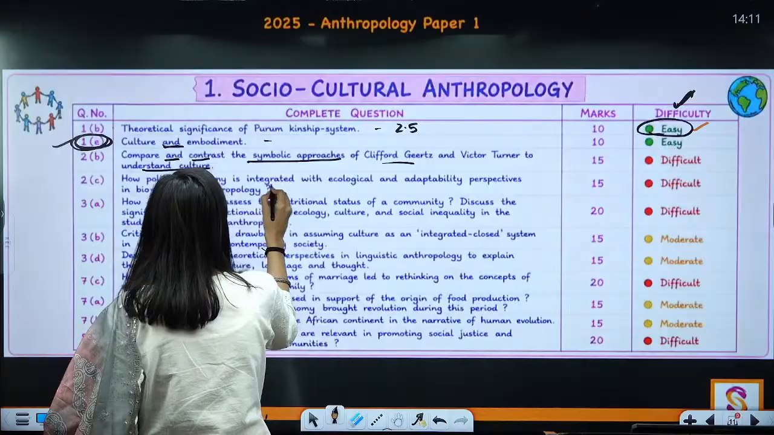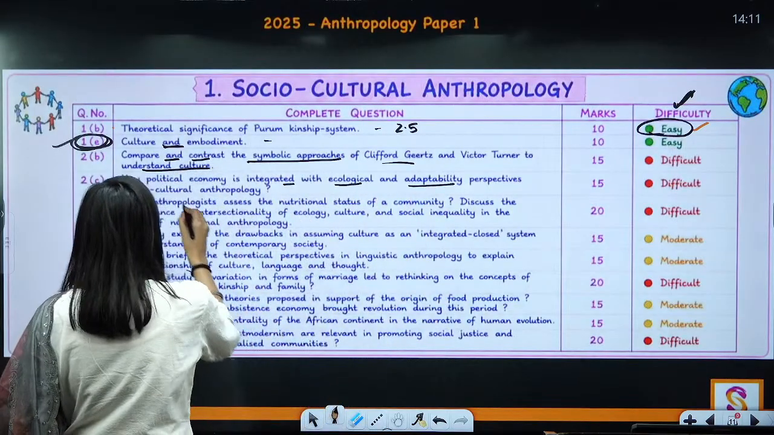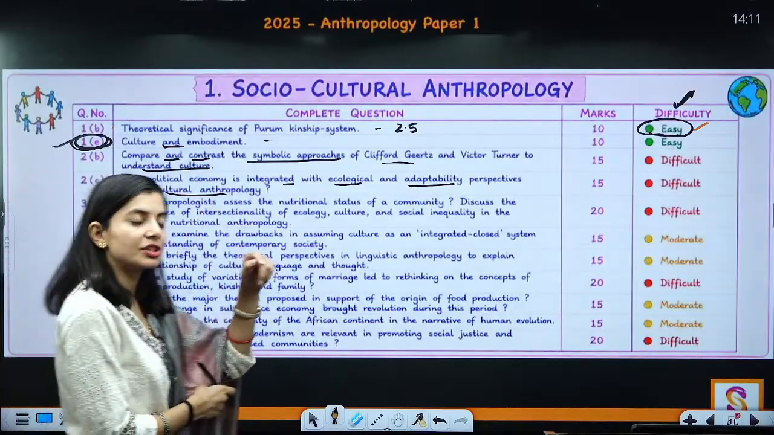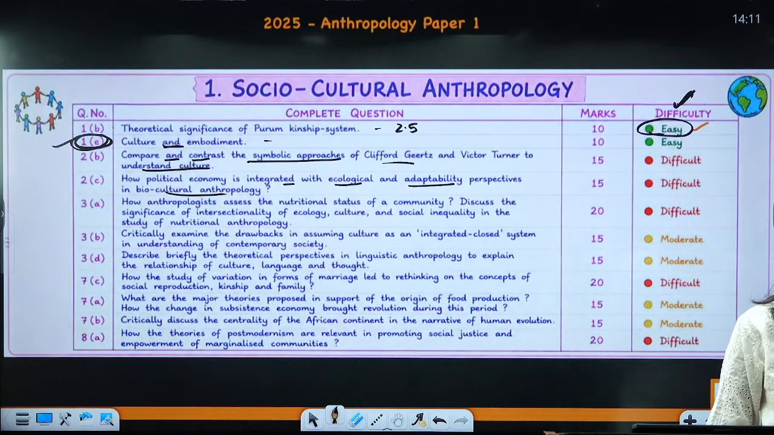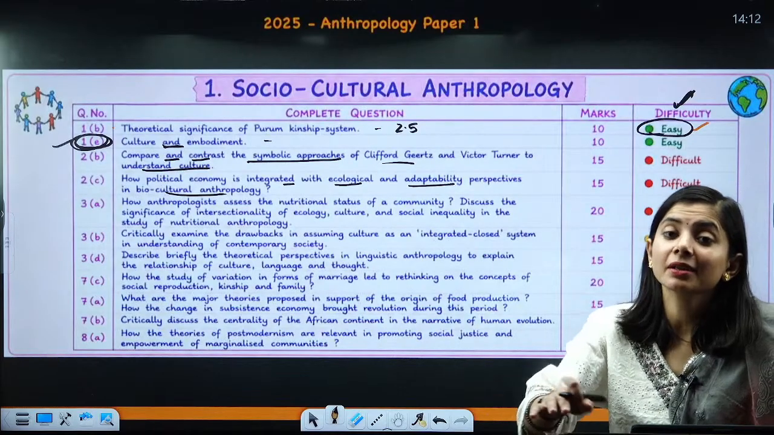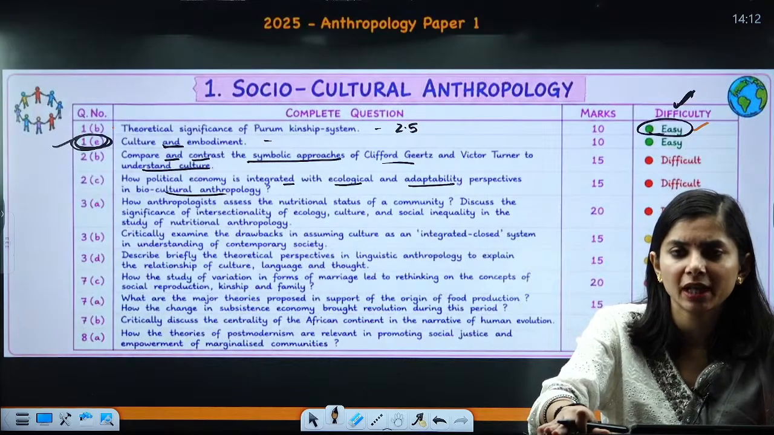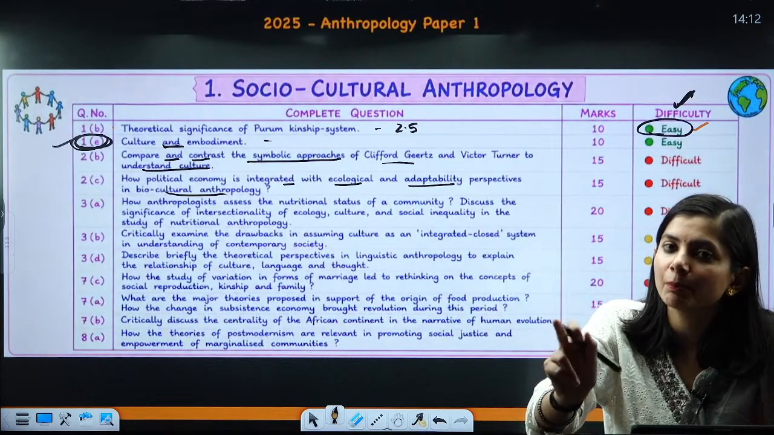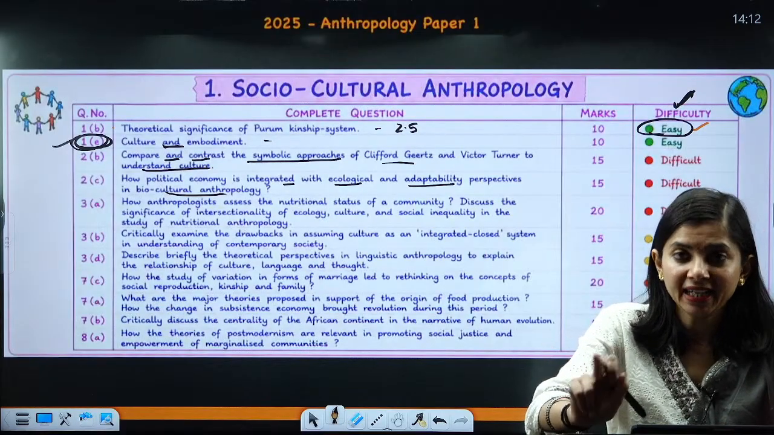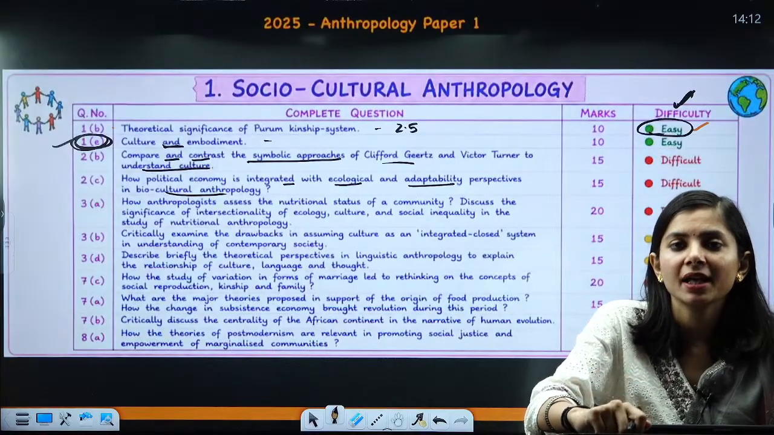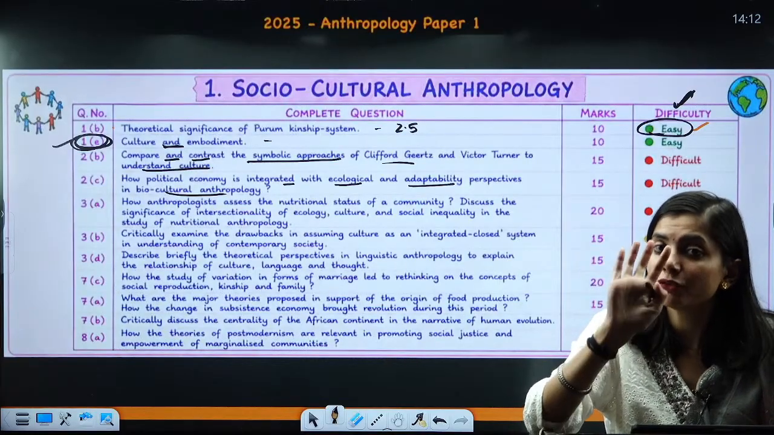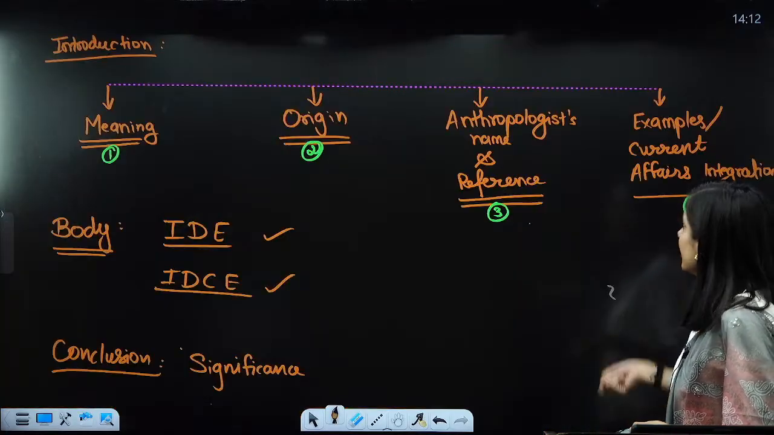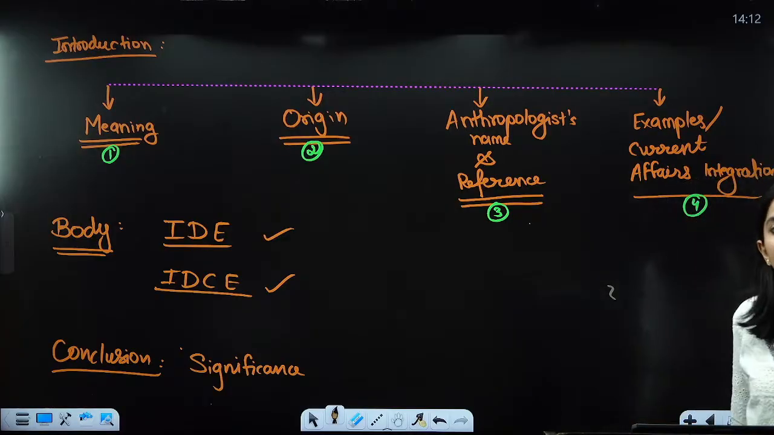Now, how the political economy is integrated with the ecological and adaptability perspective in biocultural anthropology. For this question, just tell me fast, 1, 2, 3, 4, which one is going to be better for the introduction? For this 2C, the third approach won't work in a better way. I'm going to mention and refer to the anthropologists, but that's going to be part of the body, not the introduction. Here in the introduction, it would be better to apply not the meaning, not the origin, but the fourth approach, that is, the current example, or the current affairs integration.